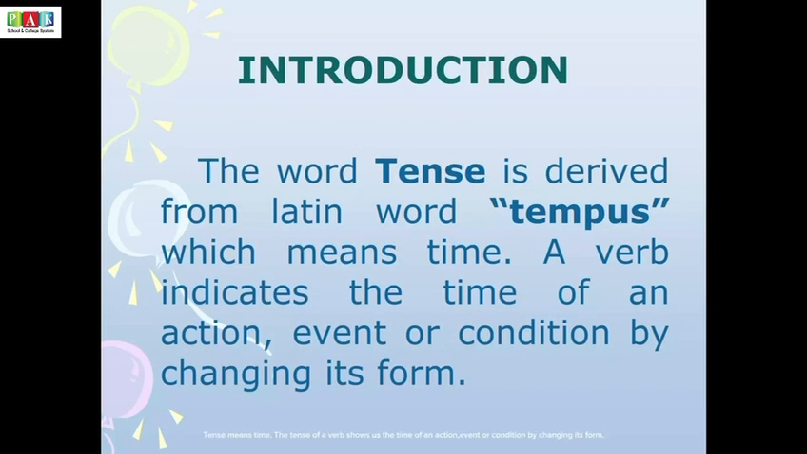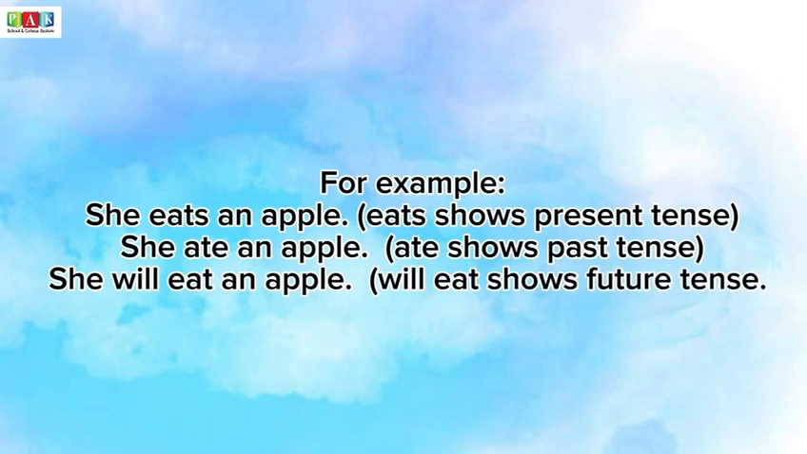Tense means time. The tense of a verb shows us the time of an action, event, or condition by changing its form. For example, she eats an apple. Eat shows present tense. She ate an apple. Ate shows past tense. She will eat an apple. Will eat shows future tense.